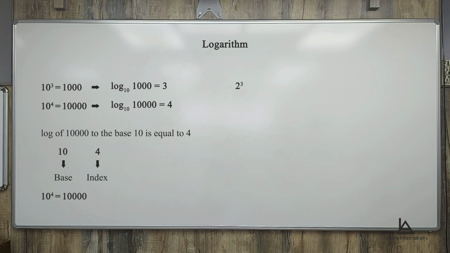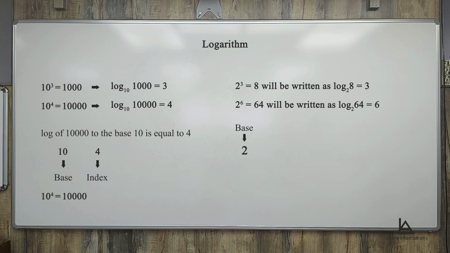For example, 2 raised to 3 is equal to 8 can be written as log of 8 to the base 2 is equal to 3. Now note here, the base has changed to 2. One more example. 2 raised to 6 is equal to 64 can be written as log of 64 to the base 2 is equal to 6. So here base is 2 and the index is 6. So essentially, when you're finding a logarithm, what you're doing is actually finding the exponent of a base.